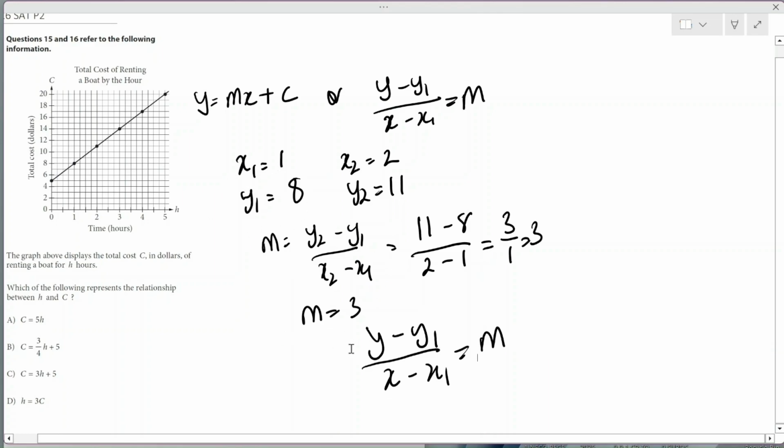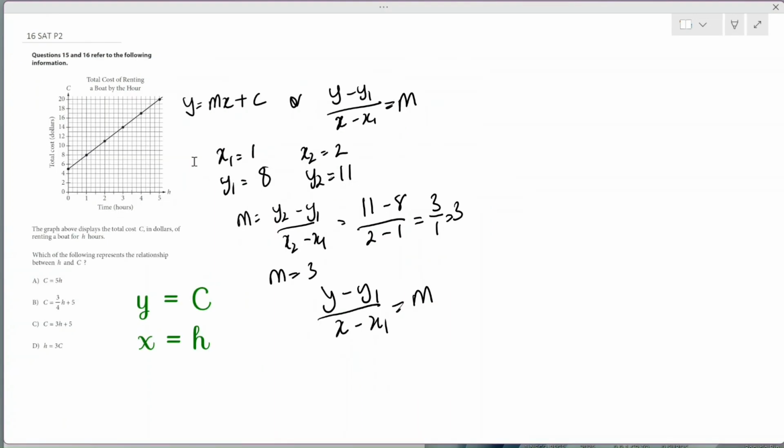The complexity in this question is you're not working with normal x and y. Now you'll be changing your x and y, precisely this y and this x, to c and h respectively. The y is c, the x is h. So we'll change them and we'll put the numeric values for y1, x1 and m and create the equation. So rather than have y, we'll be having c. So you have c minus 8 over, x is h here, so you have h minus 1.